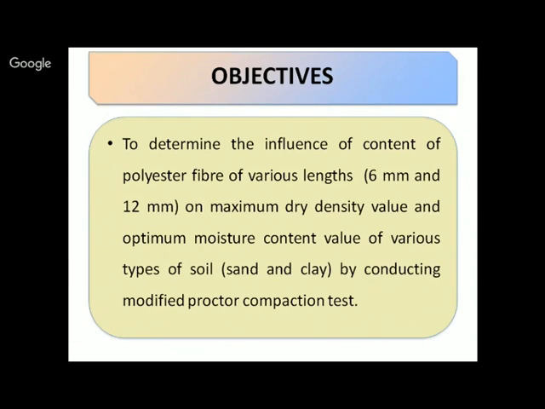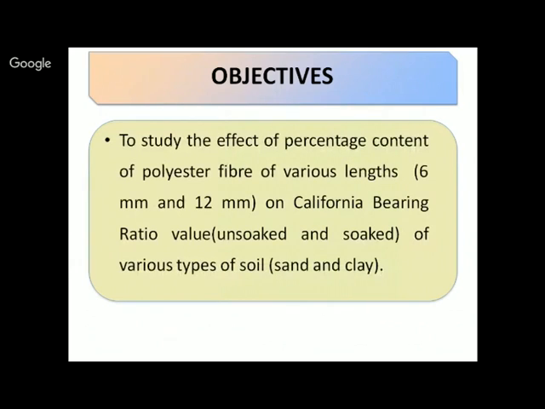This study is done on two kinds of soil in order to cover the wide aspect ratio of various kinds of soil available in India, one being sand and the other being clay. To find out maximum dry density and optimum moisture content, we are doing modified Proctor compaction tests. The second objective is to study the effect of percentage content of fiber of various lengths on California bearing ratio, both soaked and unsoaked, again on both types of soil, sand and clay.